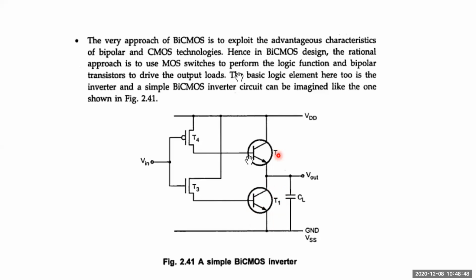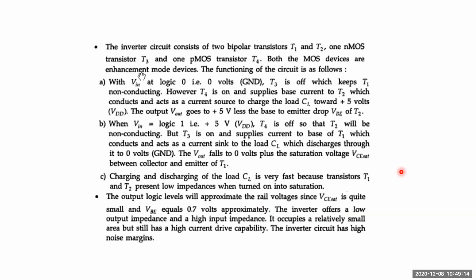and in the previous case, this transistor will act as a current sourcing transistor. Why? Because it is supplying charge to the capacitor, so we call it a current sourcing transistor. And in this case, whenever the input is equal to logic 1, the T1 is turned on because of the base current supplied from the T3, and if it is turned on, the sinking of the current takes place. So that's why we call T1 a current sink transistor. So these are the working conditions of a BiCMOS inverter.